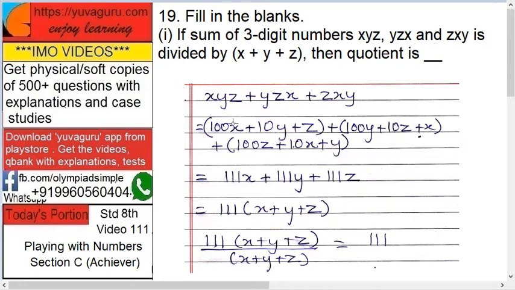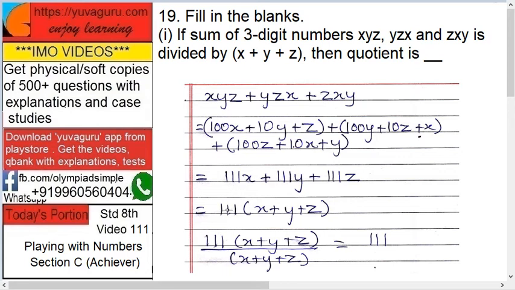So 100 into x plus 10 into y plus z for the first one. Similarly for the second, 100y plus 10z plus x. Similarly for the third, 100z plus 10x plus y. Now these all are added. So what does it become? Equals to this 100 plus 1 plus 10, 111x, similarly 111y, similarly 111z.